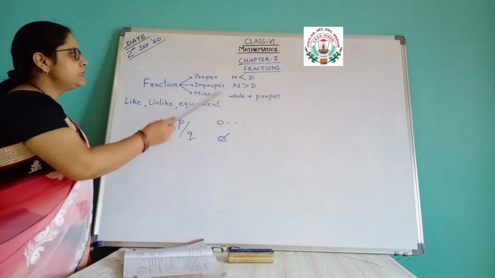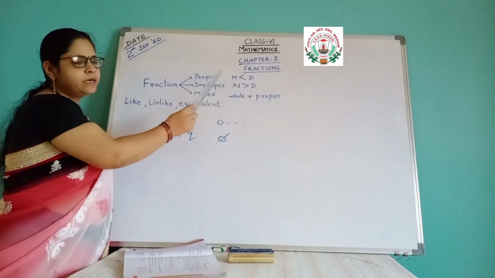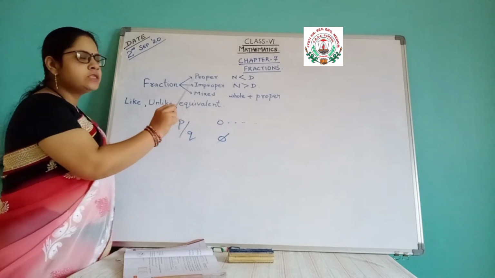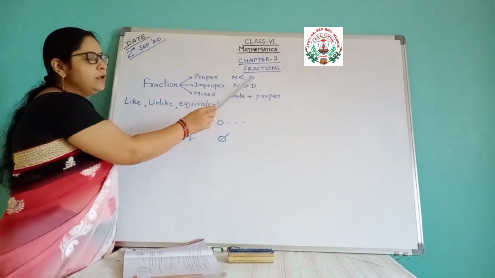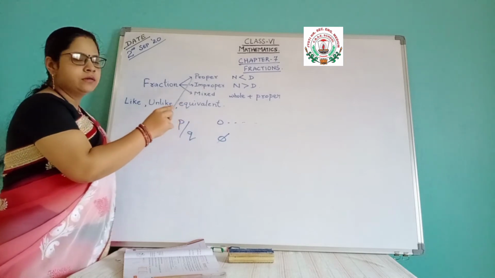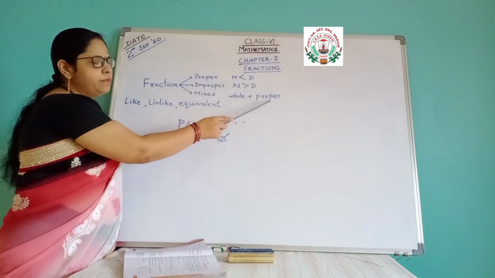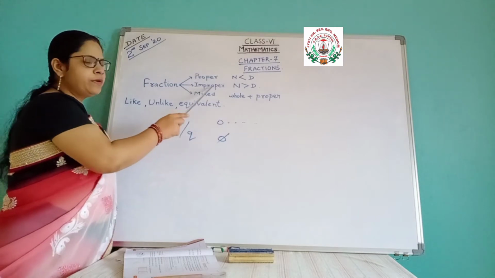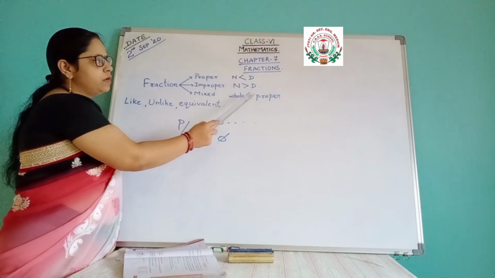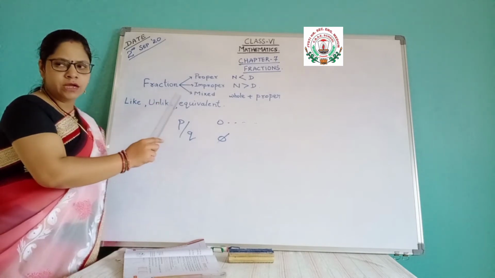I have also explained about the types of fractions: the proper fraction, improper fraction and mixed fraction. In a proper fraction, the numerator is always the smaller and the denominator is the greater one. Improper means the reverse, the numerator will be greater and the denominator the smaller. This mixed fraction can be converted to the combination of a whole number and a proper fraction. This improper fraction is converted to the mixed fraction, which is the combination of a whole number and one proper fraction. So these are the types of fractions we have already completed.